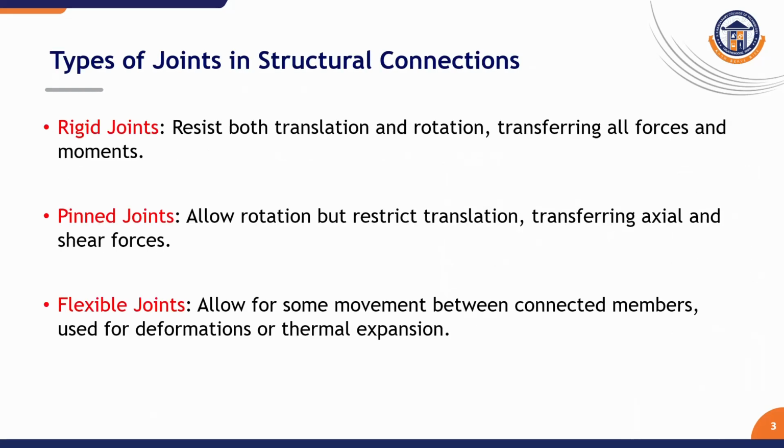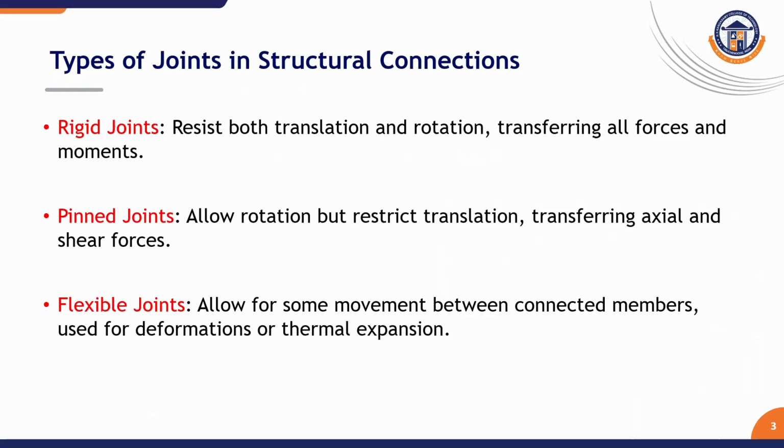The types of joints in structural connections are rigid joints, pin joints, flexible joints, welded joints, bolted joints, and riveted joints. Rigid joints resist both translations as well as rotations, and transfer all forces and moments between the connected members. Whereas pin joints allow rotations but prevent translations, and transfer the axial as well as the shear force. Flexible joints allow some movement between the connected elements, and accommodate deformations due to thermal expansions or settlements.